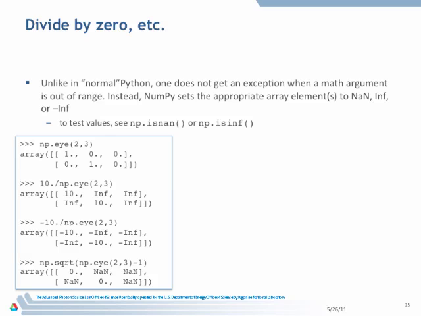No exceptions, no problems. But if I want to test for these things, I can do np.isnan or np.isinf, and that will come back with a test that tells me true or false on which elements are either not a number or infinite. So I could, for example, change all these not a numbers to be 0 by indexing my array by array.isnan, and that'll give me back a logical array.